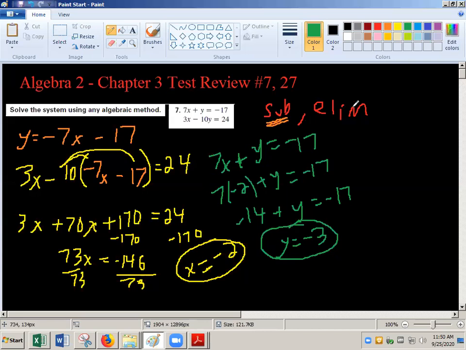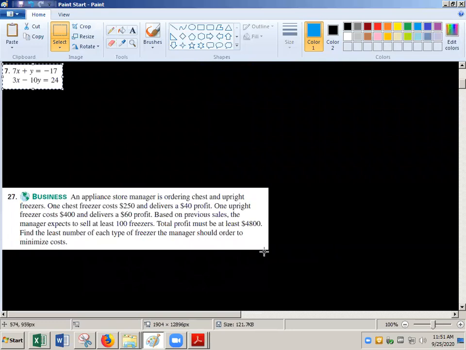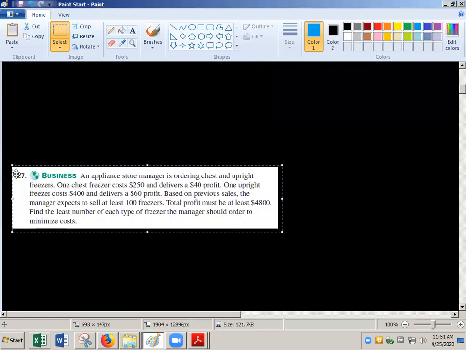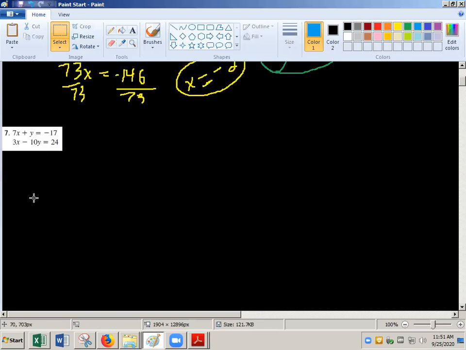The next method we could do is elimination. So if I did elimination, I'm just going to copy it one more time. If I wanted to do the elimination method, I would need to add these two equations up such that one of the variables cancels. I'm going to go for y's because it's less work than going for x's. Please don't tell anybody, but I'm incredibly lazy, so I want to do the least amount of work possible.